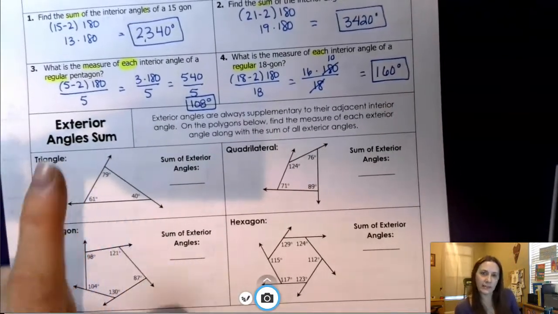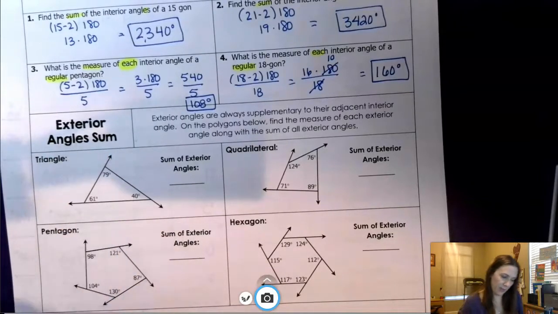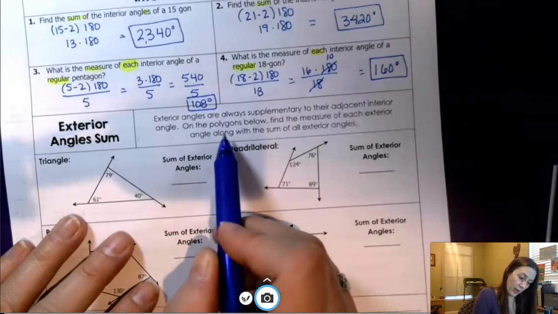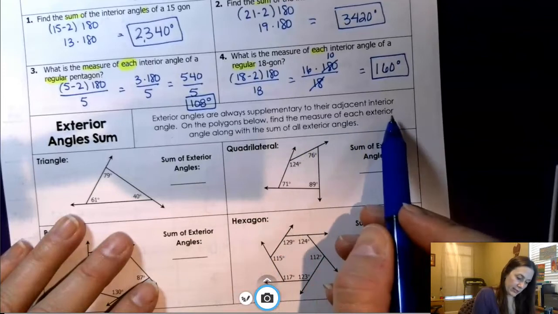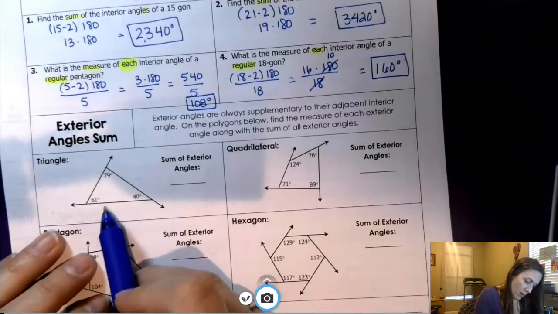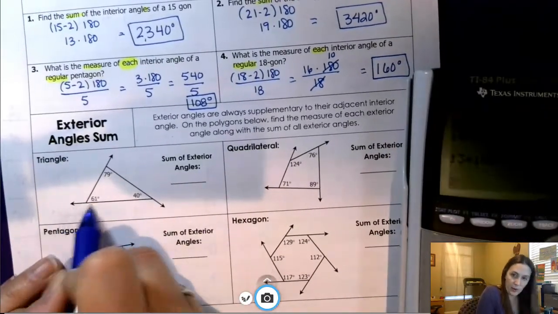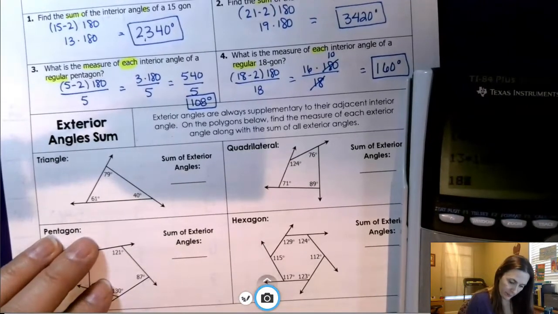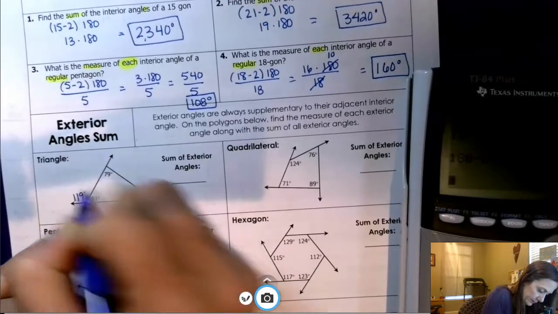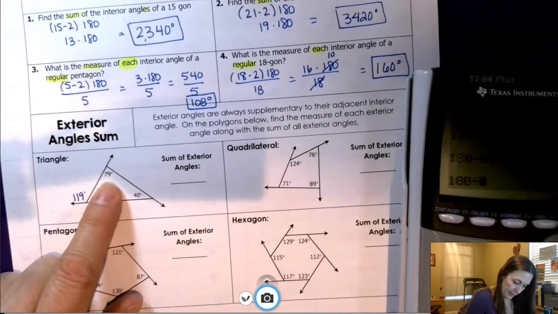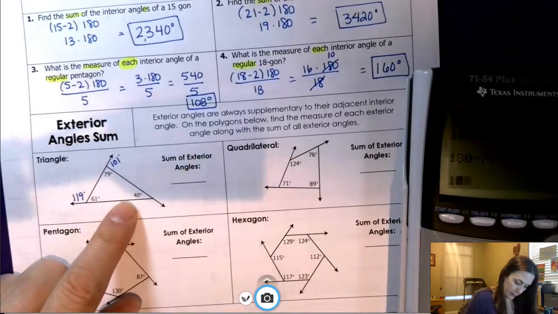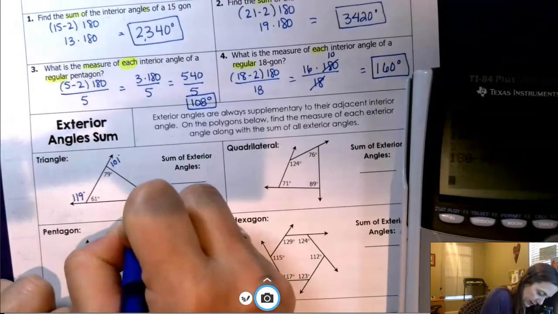Now, we're going to move on to exterior angles. If we want the exterior angle sum, exterior angles are always supplementary to their adjacent interior angle. On the polygons below, find the measure of each exterior angle along with the sum of all exterior angles. So, it's a linear pair, which means you're going to take 180 minus 61, and we get 119 here. Here, I'm going to take 180 minus 79, and I get 101 here. Here, 180 minus 40, and I get 140 here.